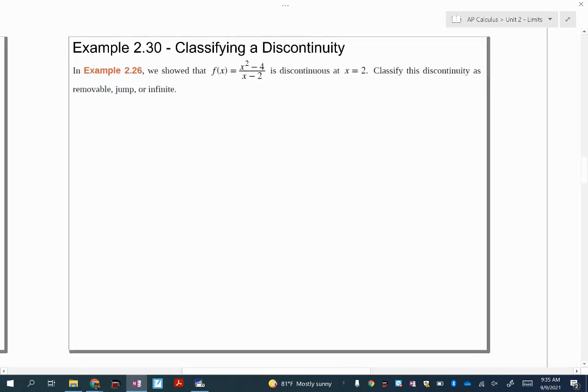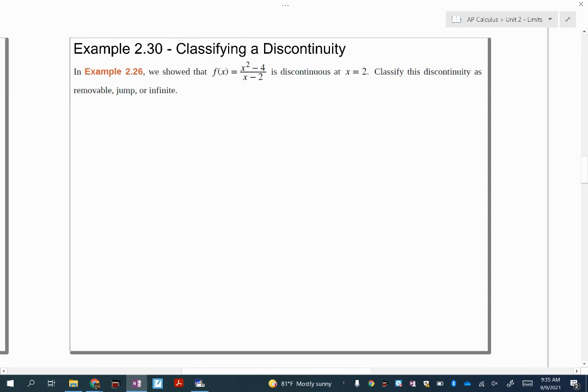So let's go back to an original problem that we did earlier that said this was discontinuous at x equals 2. Classify this discontinuity as removable, jump, or infinite. Now, if you use Desmos, you're going to have some issues with Desmos. I'll show you in a second. But the first thing I'm going to do is factor the numerator. It's the difference of two squares. And then you'll notice that I'm able to cross out x minus 2, so I'm left with just x plus 2.